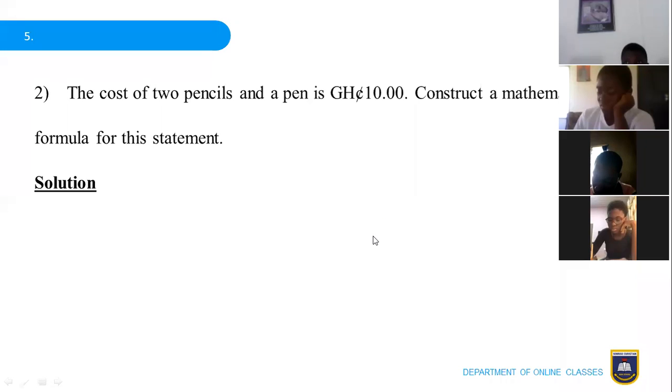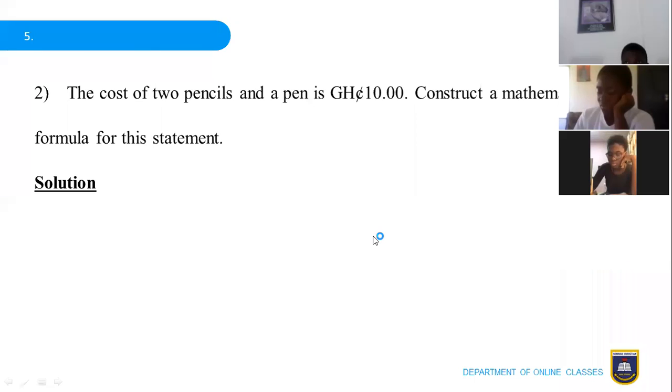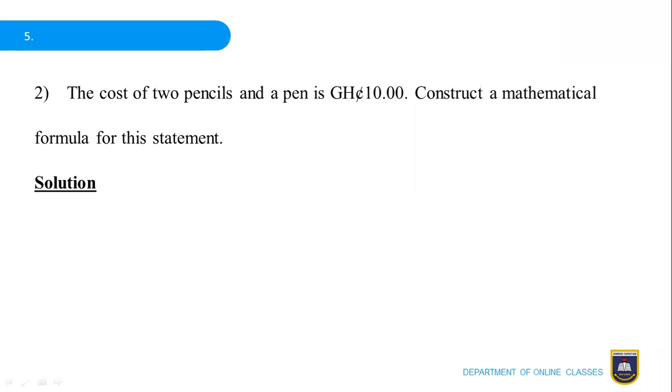Okay, sir. So the cost of 2 pencils, I represent the pencils with X and then the pen with Y. So 2 pencils, it means we are having 2X. And a pen, which means we are having Y. So our solution therefore is 2X plus Y equals 10, which is the amount. That's your solution, right?